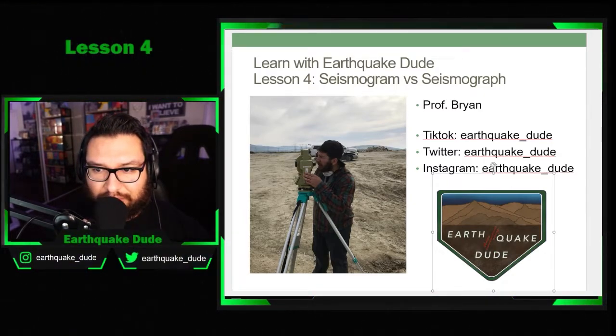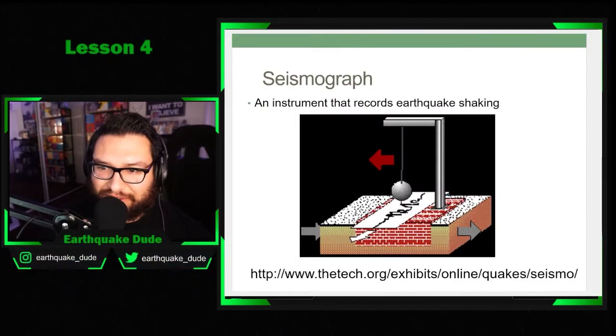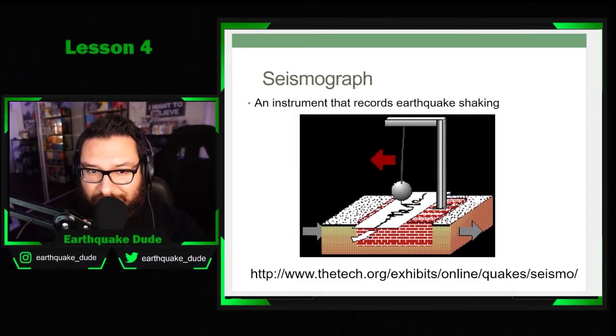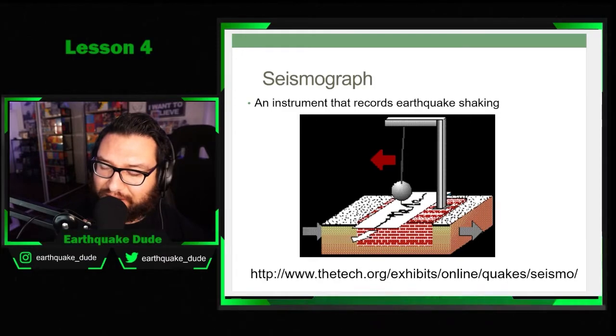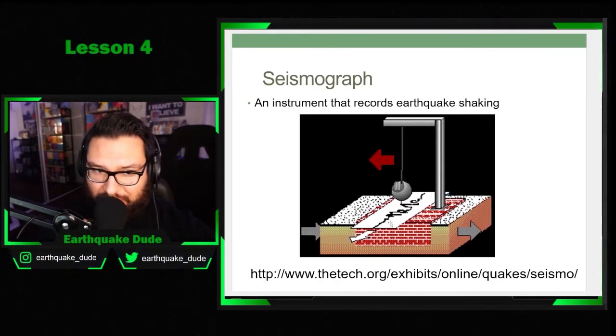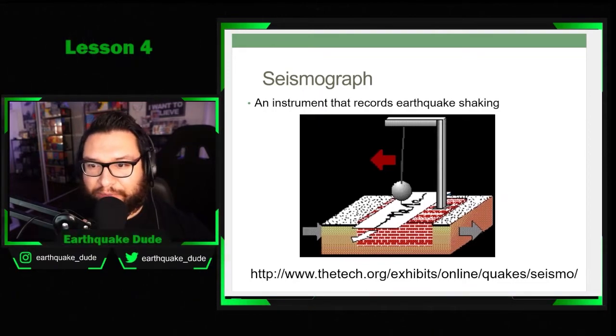All right, so what is a seismograph? A seismograph is the instrument that records earthquake shaking. This is an old school one, with the pendulum, and when the ground shakes, the pendulum swings and creates the little squiggly lines, which are your seismic waves being recorded.